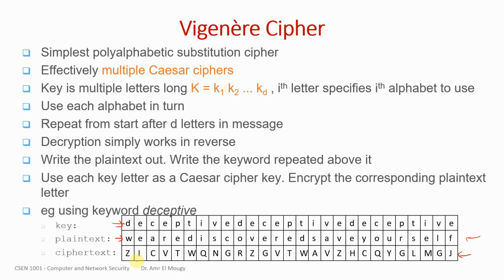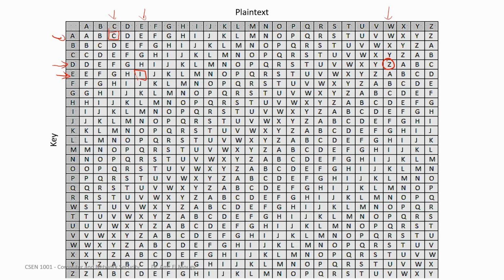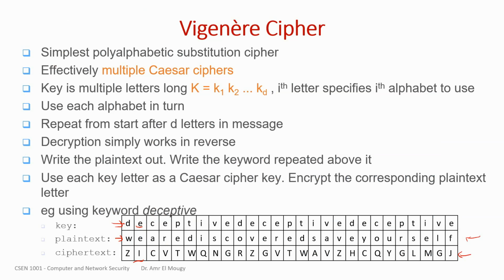If you want to decrypt the letter I using the keyword E, you go to the row marked E and you look for I in this row. You find I here, you go to the head of the column, it is E, so E is encrypted to I in this case. Why is this more secure than the polyalphabetic cipher?